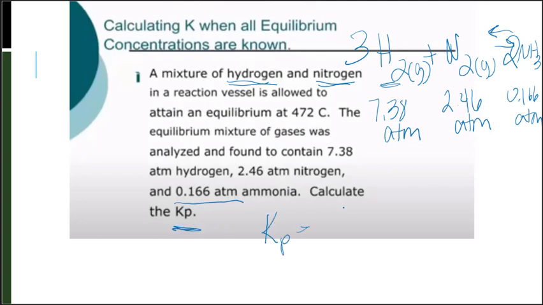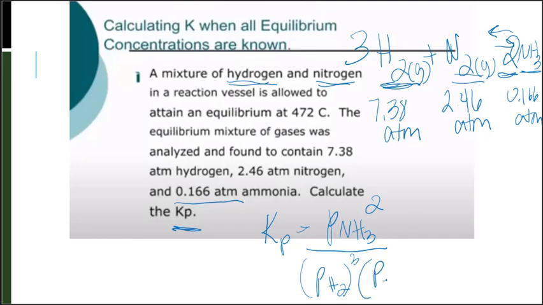Kp. I'm looking at pressure, so I would say the pressure of my products, NH3 to the second power, over reactants. Pressure of H2, that would be to the third power, times the pressure of N2, and that's just raised to the 1. Let's set it up.